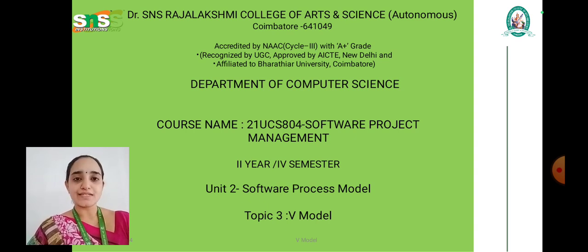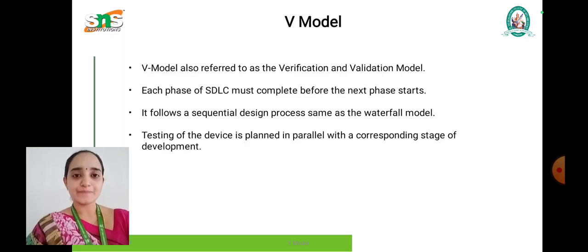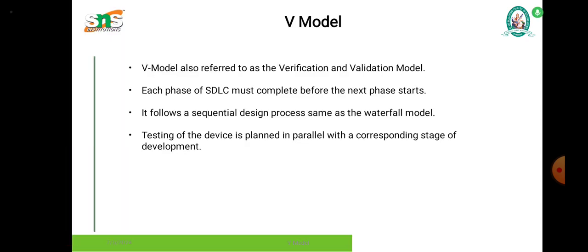Now we are going to discuss the V model in software project management. So let's discuss. The V model is also referred to as the verification and validation model. Each phase of SDLC must complete before the next phase starts. It follows a sequential design process, same as the waterfall model, and the testing of the device is planned in parallel with the corresponding stage of development. So this is a small introduction about the V model.